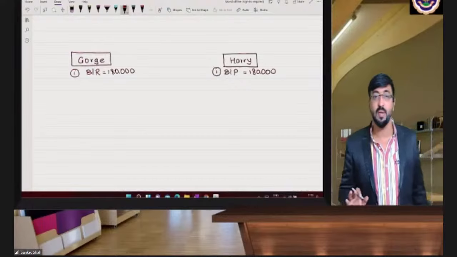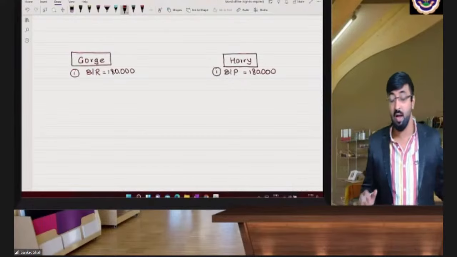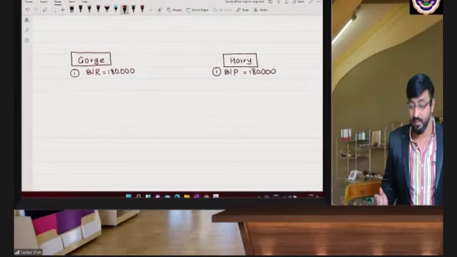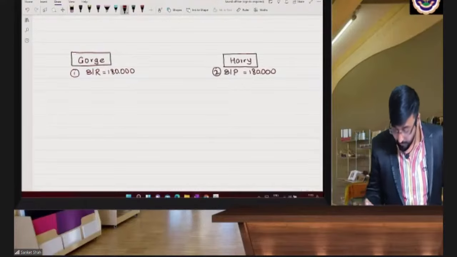So it's very simple. Harry accepts the bill. So for Harry it is bills payable, and for George it is bills receivable. Okay, so I will give numbering number 2 for bills payable.